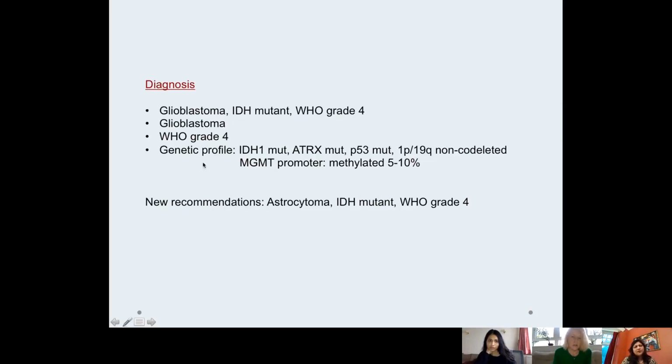The genetic profile here confirmed the IDH1 mutation, ATRX mutation, p53 mutation, absence of 1p19q codeletion, so confirming this is not an oligodendroglioma. And the integrated diagnosis is glioblastoma, IDH mutant, WHO grade 4. So this that I showed is a typical case of progressing IDH mutant astrocytoma.